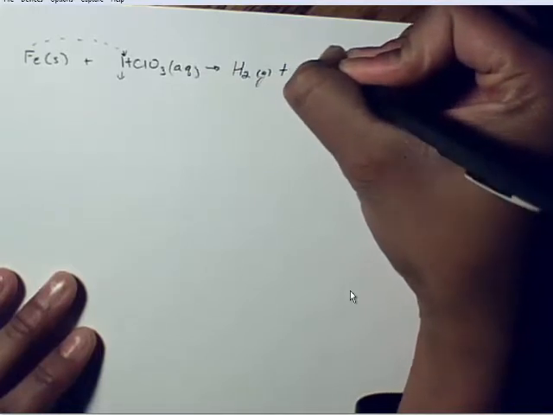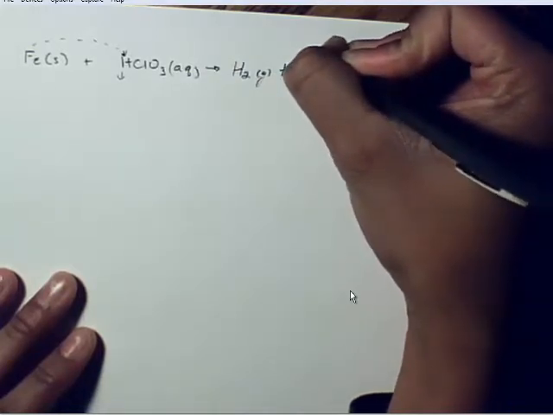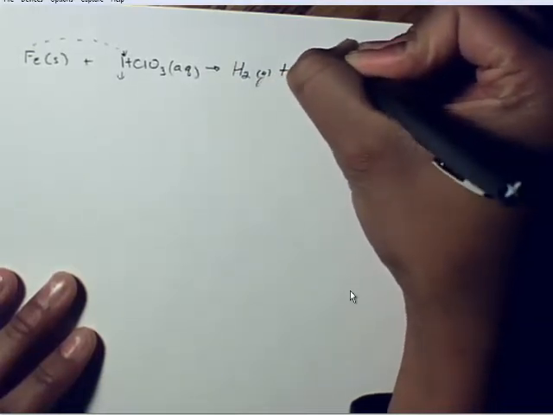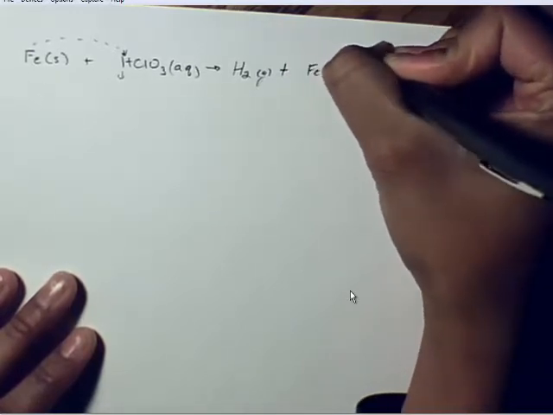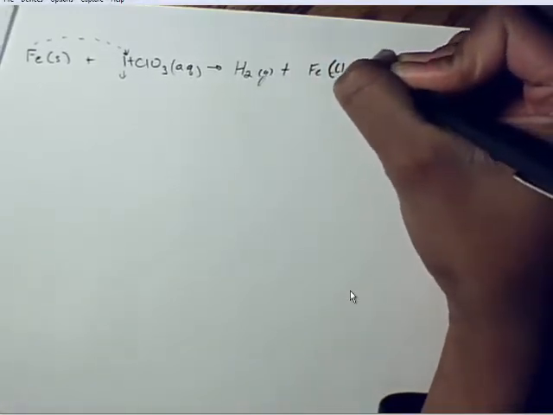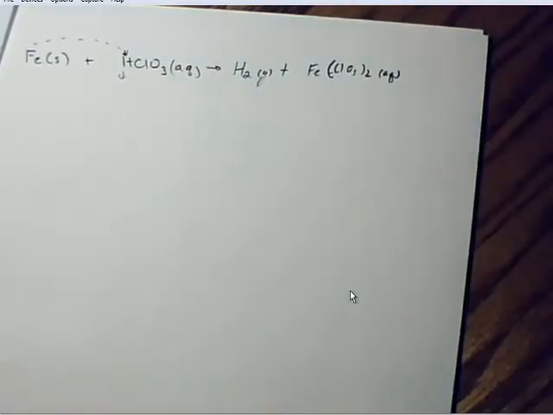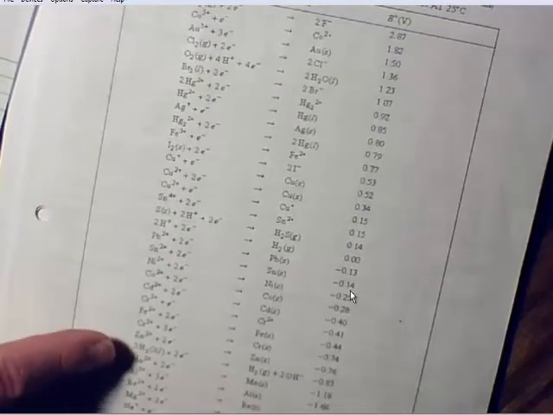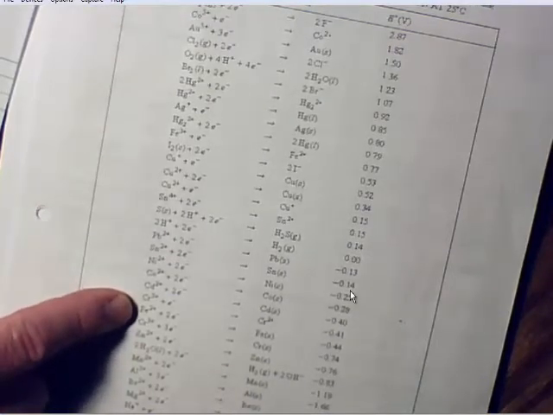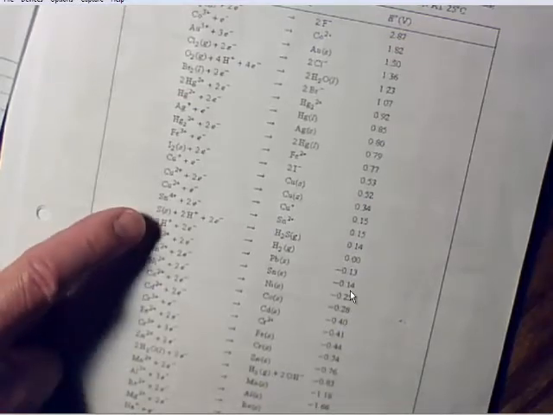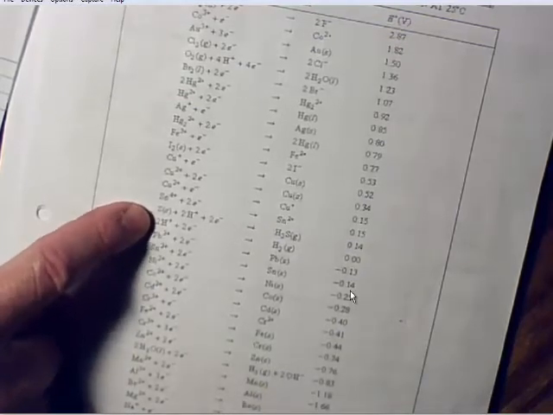If you look at your list of, let me find it here on the reference. Here we go. If you're in an honors class, you're going to be using the standard reduction potentials chart. Okay, and if you look at the standard reduction potentials, you can see that iron, Fe, down here somewhere, is more active than the hydrogen in an acid. There's the H plus going to H2 over here.